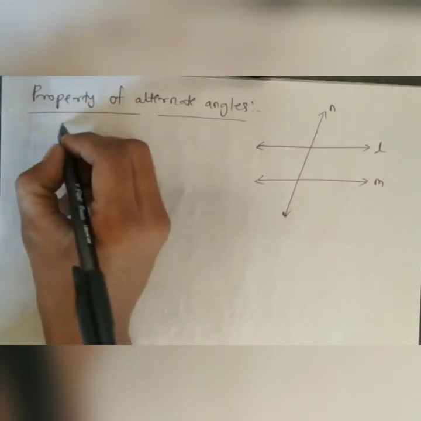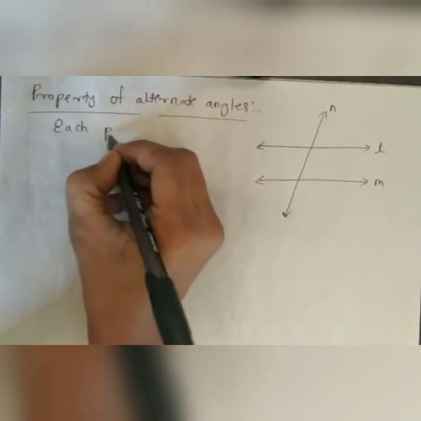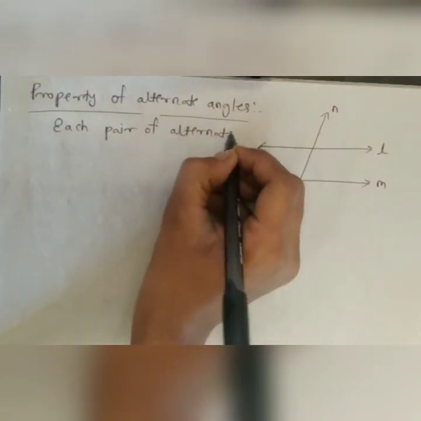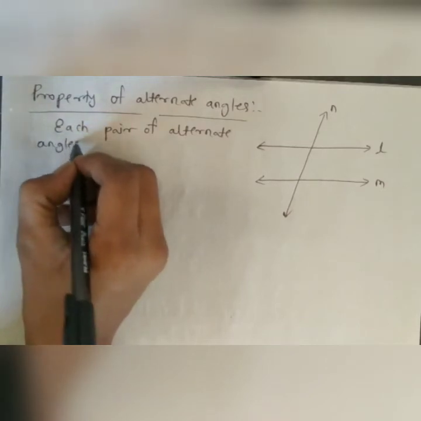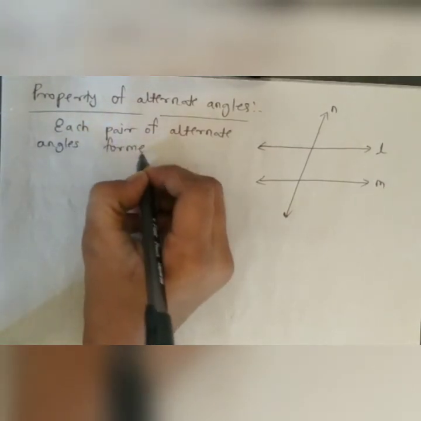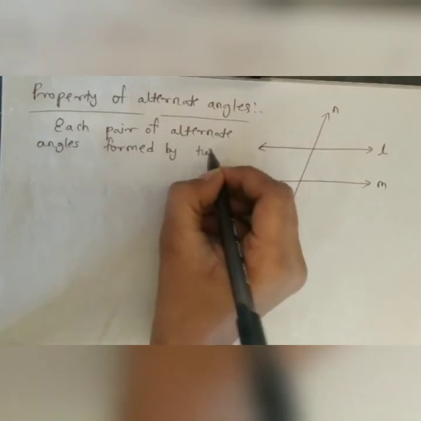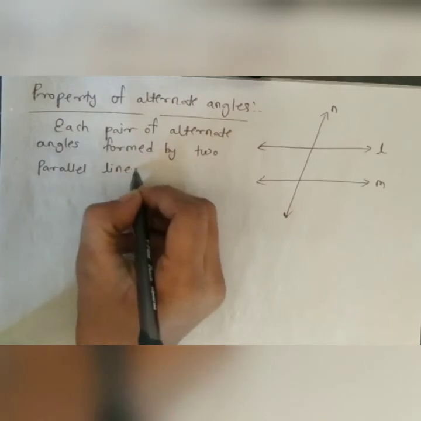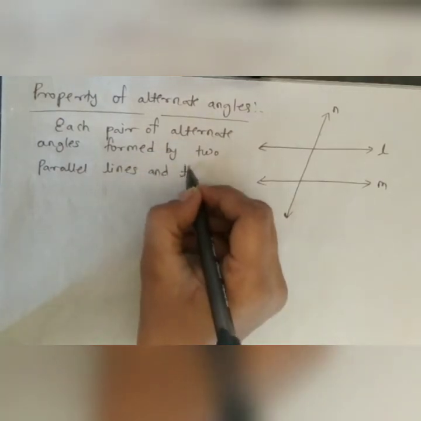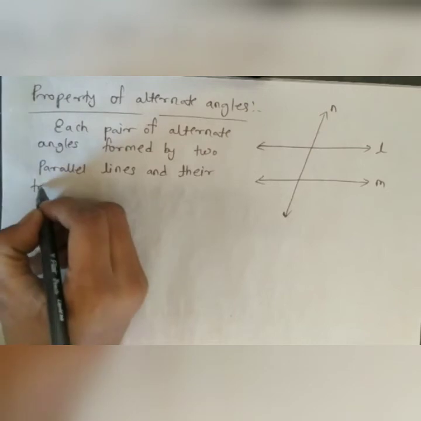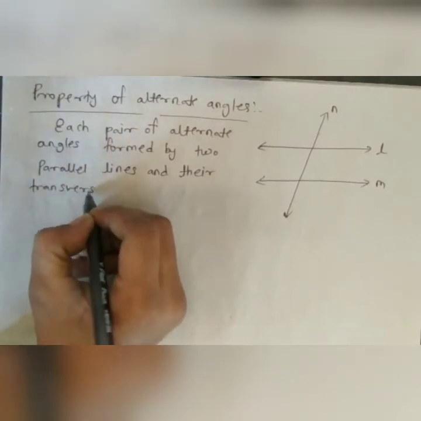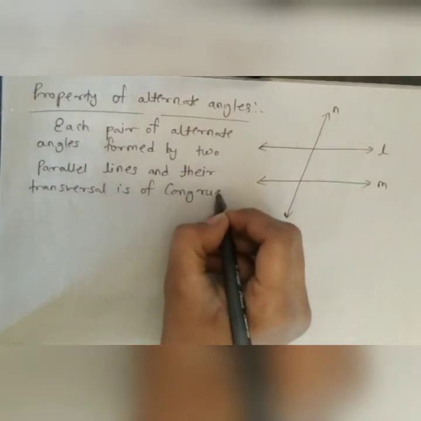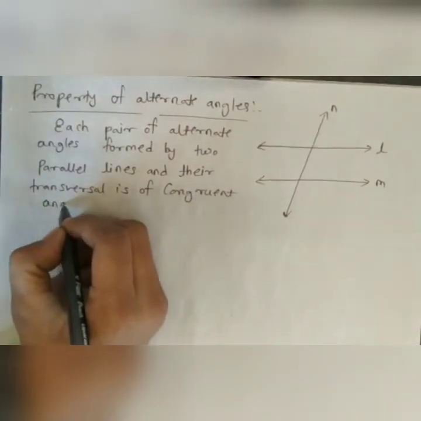The property of alternate angles says that each pair of alternate angles formed by two parallel lines and their transversal is of congruent angles.